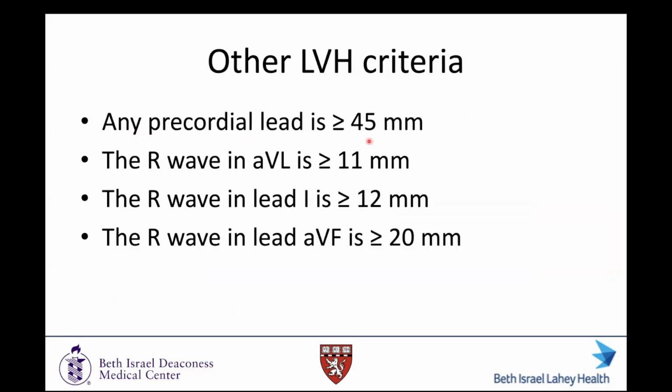So if you have any precordial lead that's greater than 45, if the R wave in AVL is greater than 11, R wave in lead 1 is greater than 12, and if the R wave in AVF is greater than 20. Jason, do you want to help us sort through all of these criteria and what do you find most helpful in clinical practice?